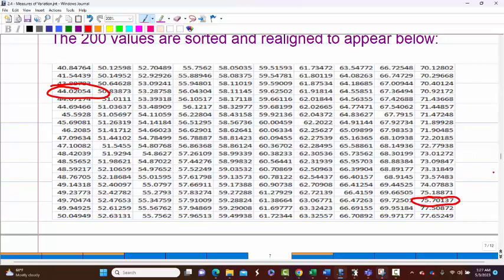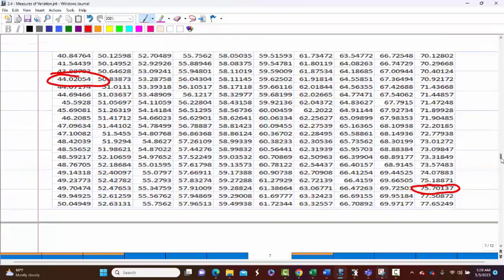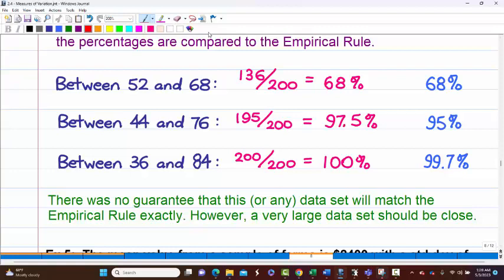Actually, it's easier to see that there's 5 numbers outside that region, so 200 minus 5 is 195. So this particular data set had 195 values divided by 200, which is 97.5. The empirical rule says 95, but 97.5 is not bad. You know, it's in the ballpark.